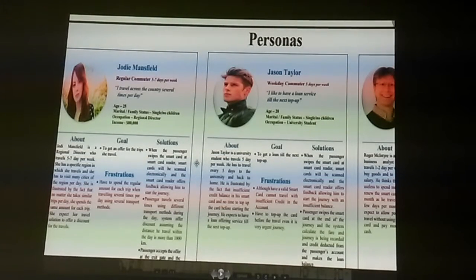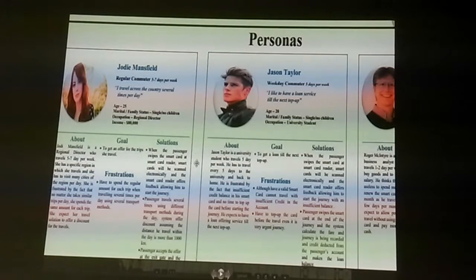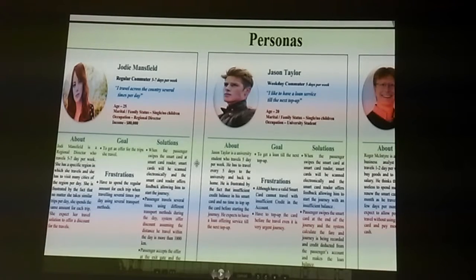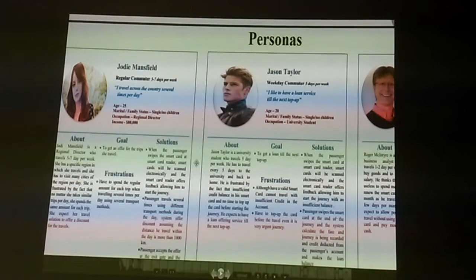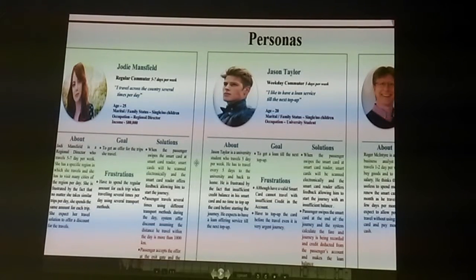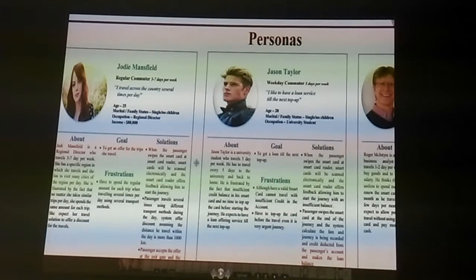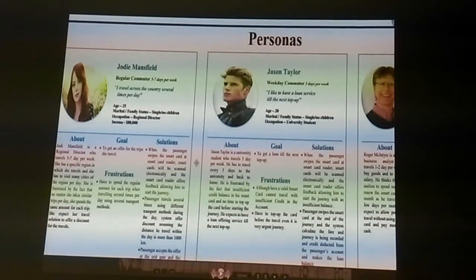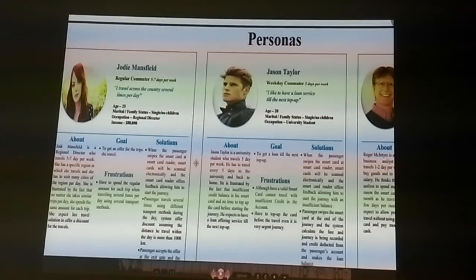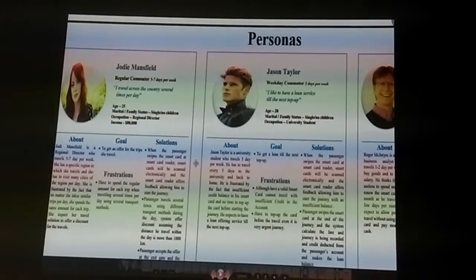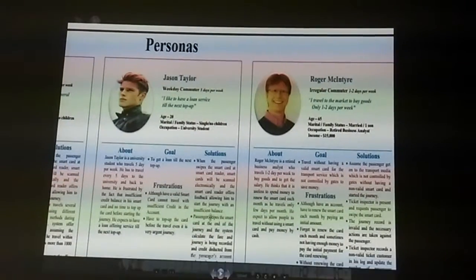The second one is Jason Taylor. He's a weekday commuter. He travels 5 days per week. The problem is he wants a loan service from our system. For that scenario, we maintain a loan service for people whose bank balance is equal to or greater than 0. That kind of person we give loans.